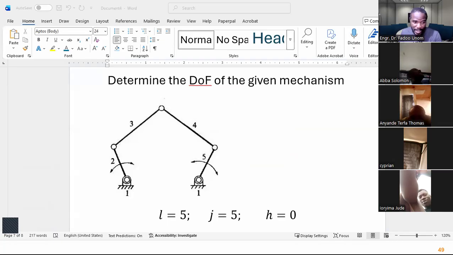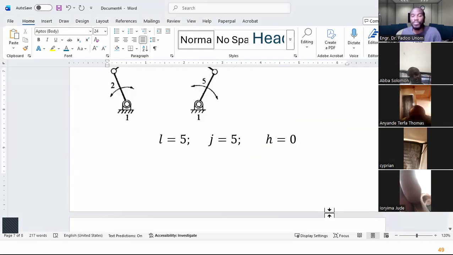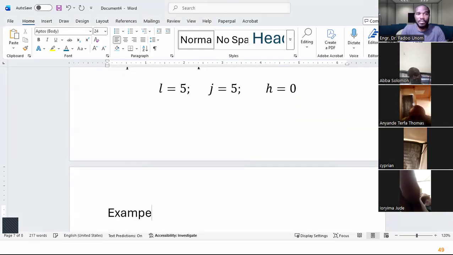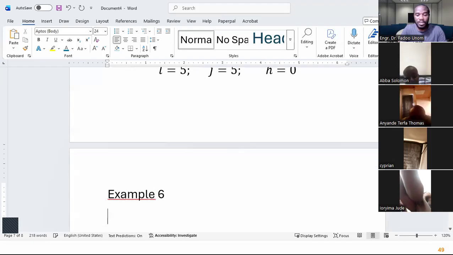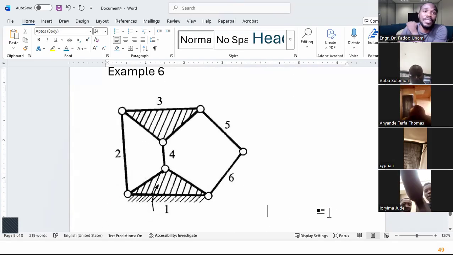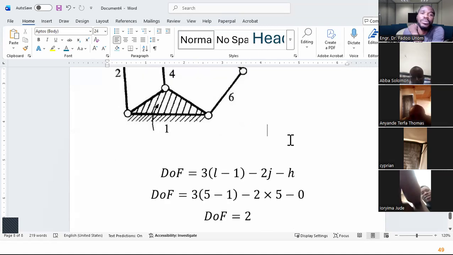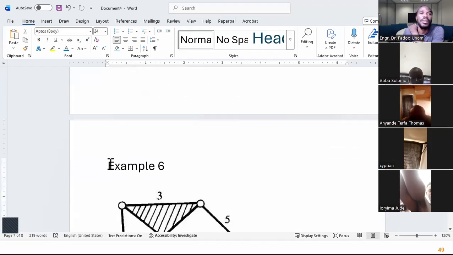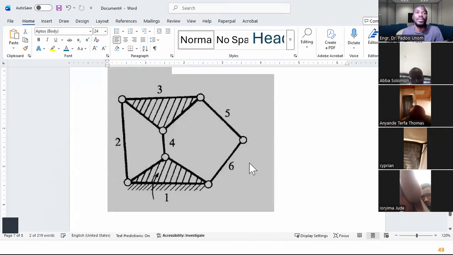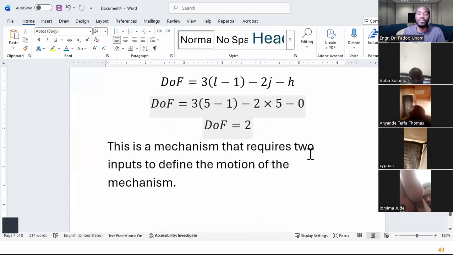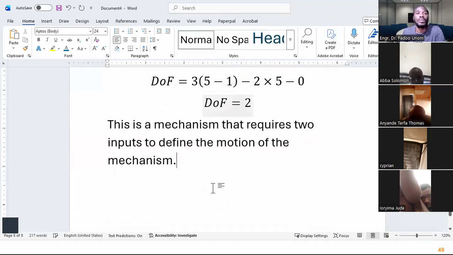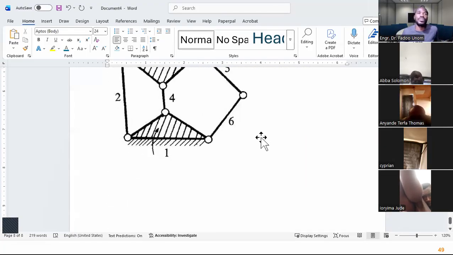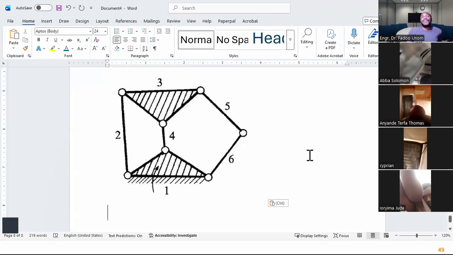Okay, let's do another example. We need to find the degree of freedom of this. This is example 6, I think. Let's find the degree of freedom of this mechanism. Now, this can be very confusing, so follow. I need to move this out of here. It's in between. Great. So let's find the degree of freedom of this one. What are the links that are here?